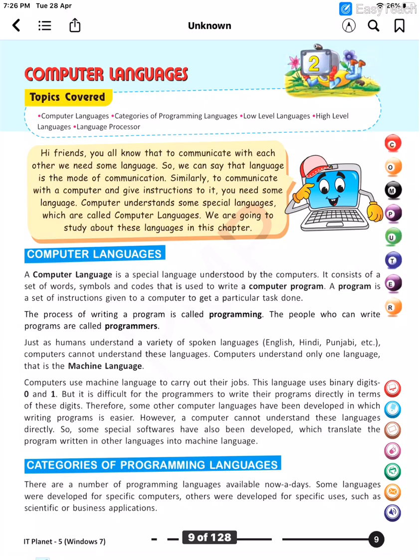So children, what is a computer language? A computer language is a special language which is understood by a computer. Okay. So any form of special language understood by a computer is called computer language. Now ideally a computer understands two entities, 1 and 0, which we call the binary language. Now in a computer language there are different things like words, symbols and codes that are used to write this computer program.